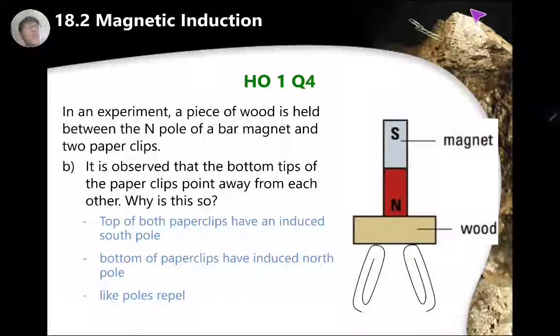So the explanation for part B is here. Yep, the top of both paper clips have an induced south pole because of the north pole of the magnet. And so the bottom of the paper clips have an induced north pole, like poles repel, and so the bottom of the paper clips will point away from each other. Alright, cool. I hope this was fascinating to you. I think magnets are one of those super fascinating things, because they don't act the way you think things normally do, right?